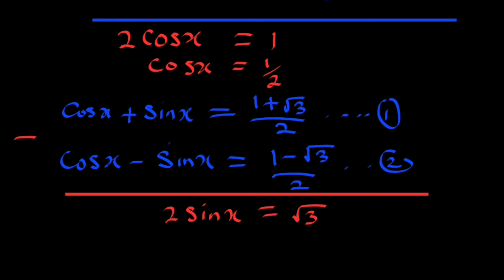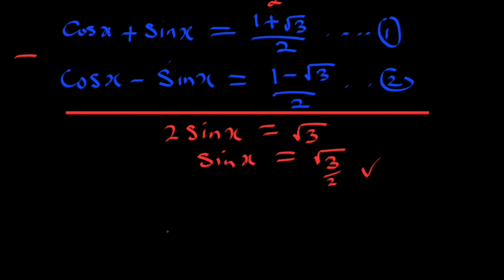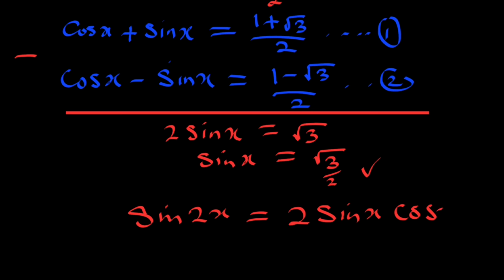So if 2 sin x is equal to root 3, we can divide both sides by 2. Sin x is now equal to root 3 divided by 2. Now we have obtained cos x as 1 over 2 and sin x as root 3 divided by 2. But we are asked to simplify or evaluate sine 2x, which is a double angle, and we can simplify this as 2 sine x multiplied by cos x from the double angle formula. So now let us go ahead and substitute for sine x and cos x in this equation.